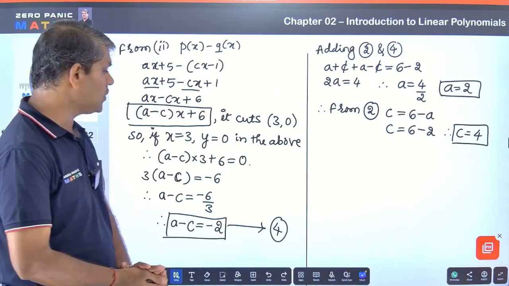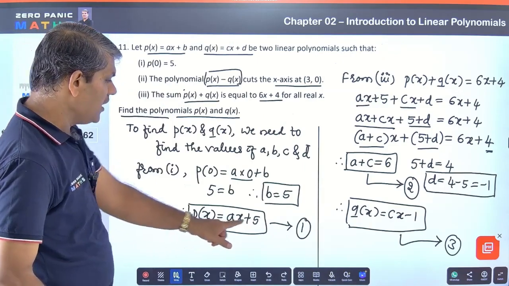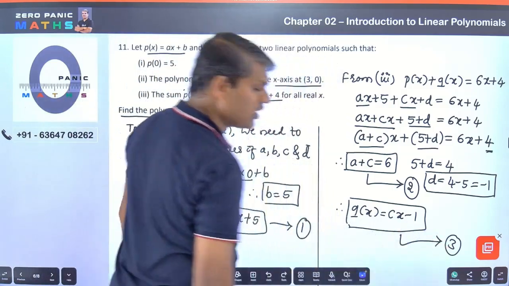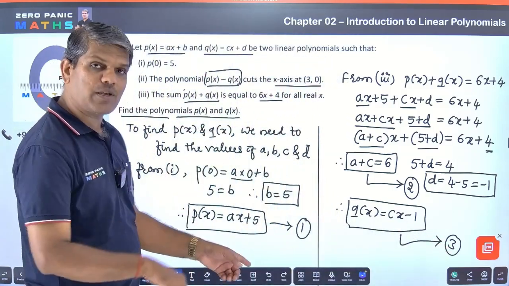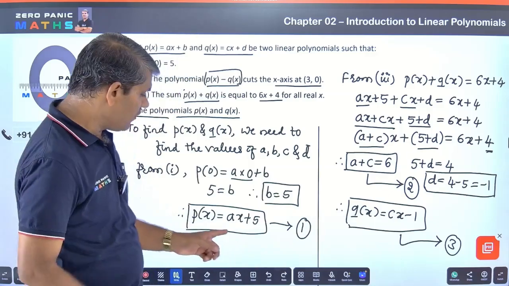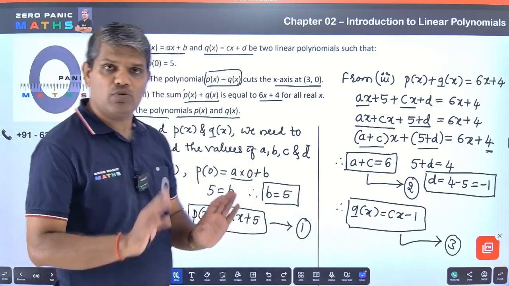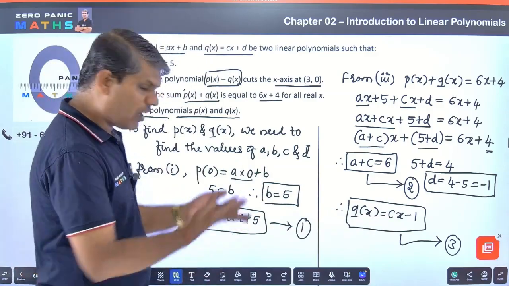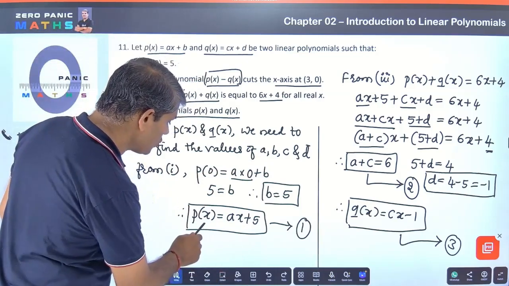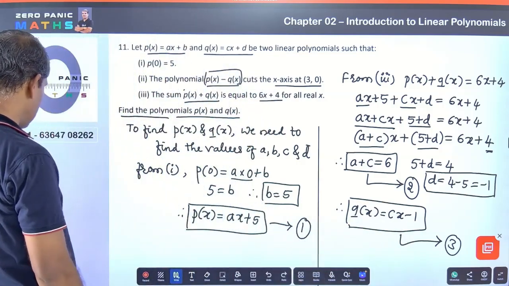Now we found out the values of a, b, c, d. All the four values we have found out, and we have the equations p of x, that is equation 1, and q of x, that is equation 3. We have already substituted the values of b and d in these two equations. We are now left with the values of a and c to be put into this. Now we have found out those values also. Now listen to me carefully. We have to make use of equations 1 and 3.